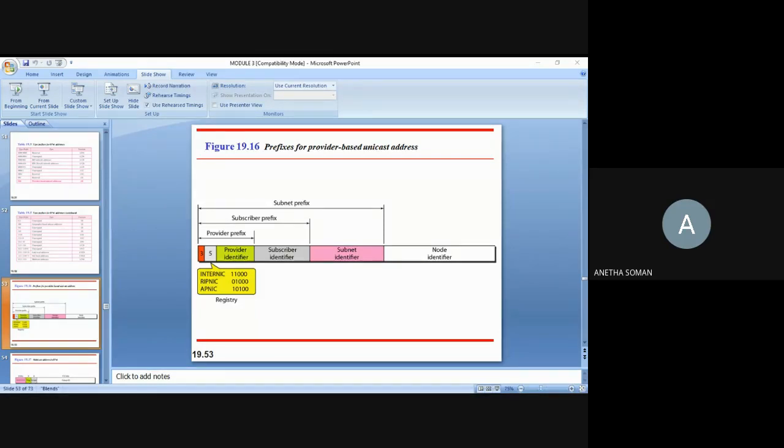Which classes are meant for unicast communication?